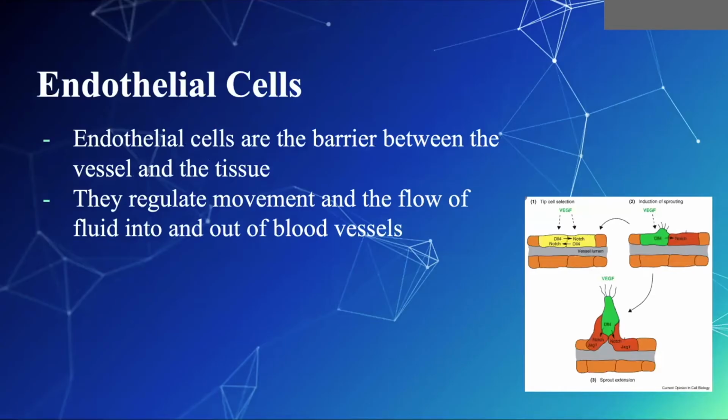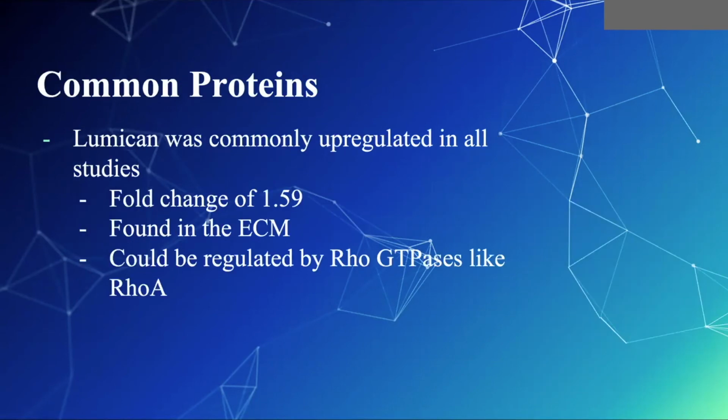Next is what are endothelial cells? They're basically the barrier between the vessel and the tissue, and they regulate movement and the flow of fluid into and out of blood vessels. Lumican, at 0.59, is found in the extracellular matrix, which again confirms the conclusion that the ECM proteins are majorly responsible in leading to aortic stenosis.